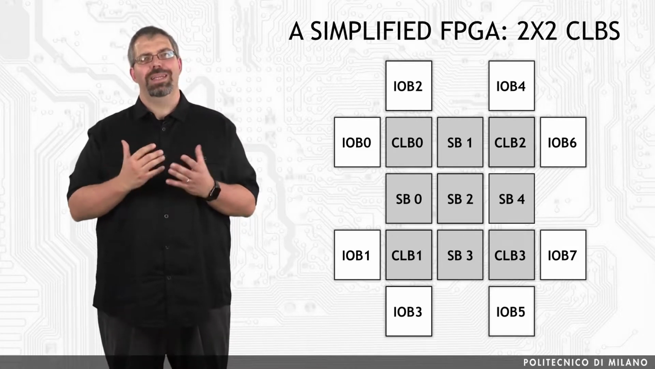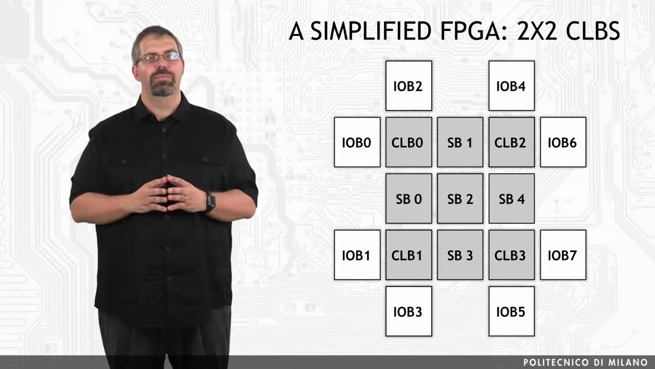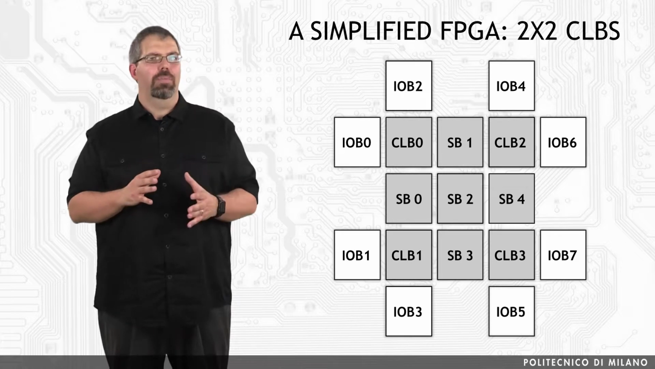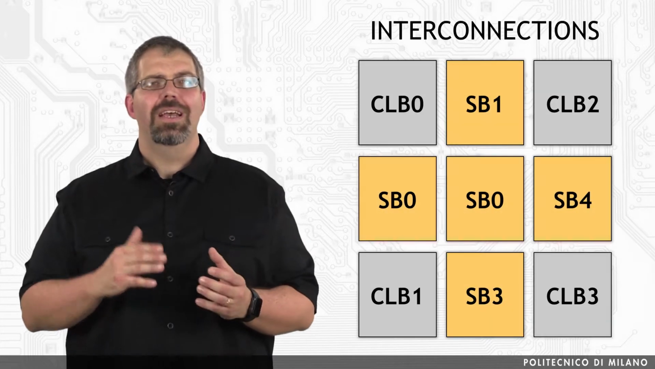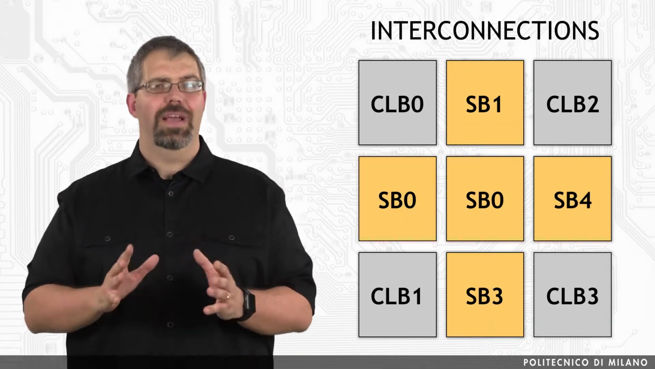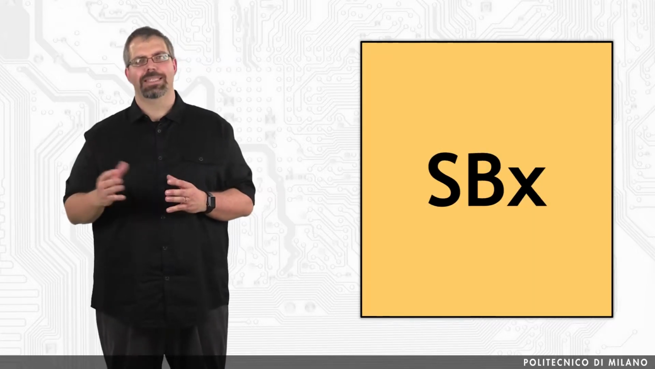In this figure, we can see a simplified FPGA composed of 2 times 2 CLB structures, 8 I/O blocks, and 5 switch boxes. Considering that we are focusing on the interconnections, let us now focus just on the 5 switch boxes. More in detail, we are interested in knowing the internal structure of a generic switch box, SBX.